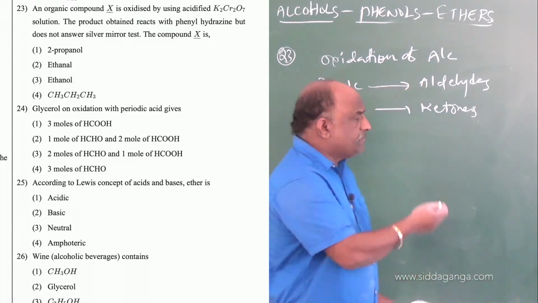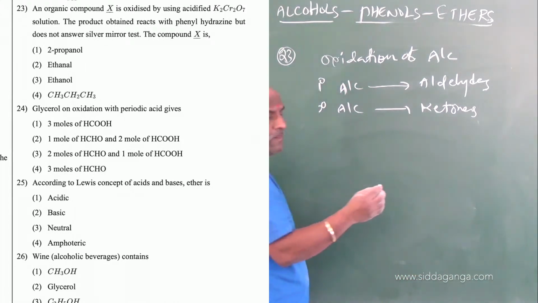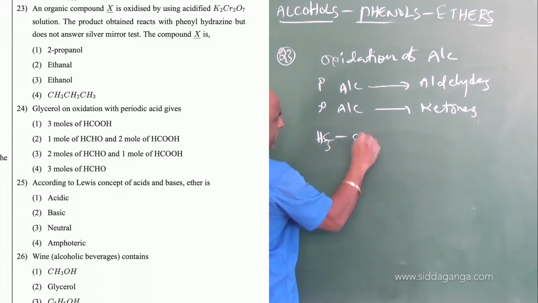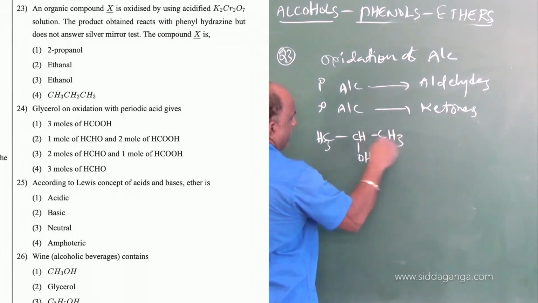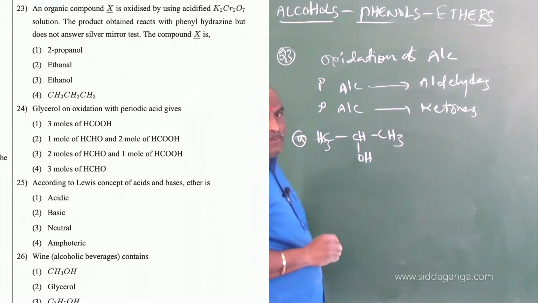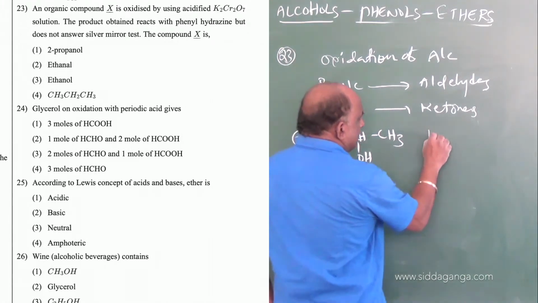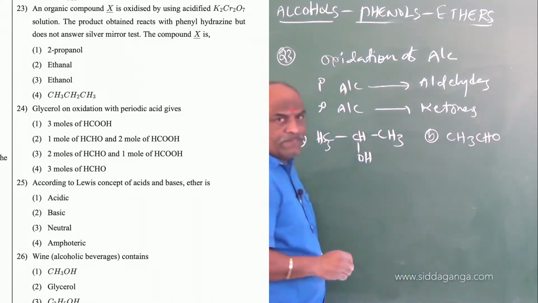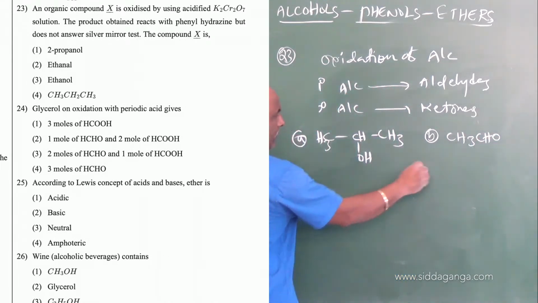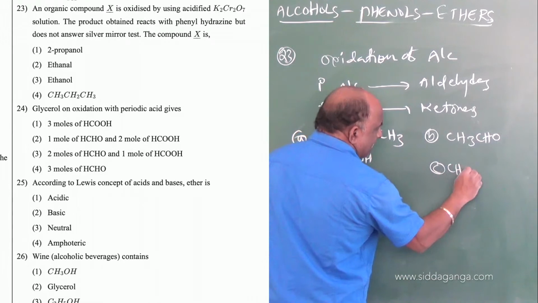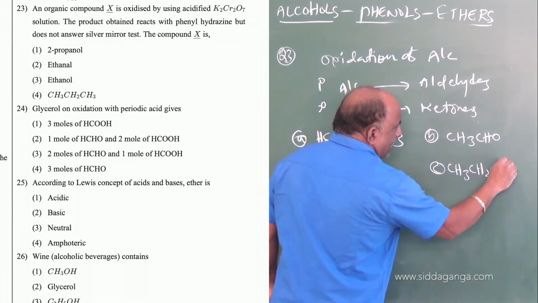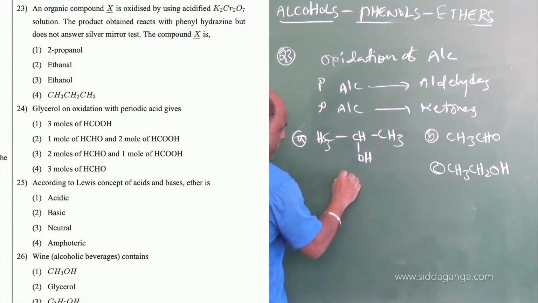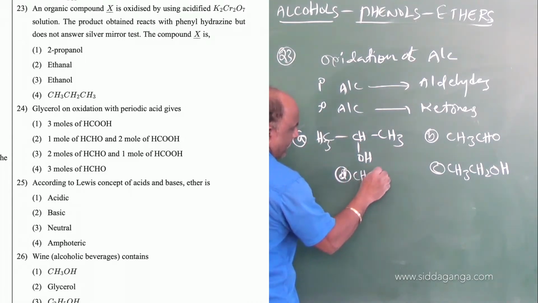According to the options, the first option was given as 2-propanol. The structure we should write is CH3-CHOH-CH3. This is option 1, 2-propanol. Option 2 was given as ethanal, CH3CHO. Option 3 is ethanol, CH3CH2OH. And option 4, propane, was given. Propane is an example of an alkane.